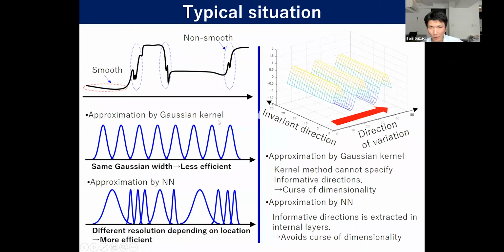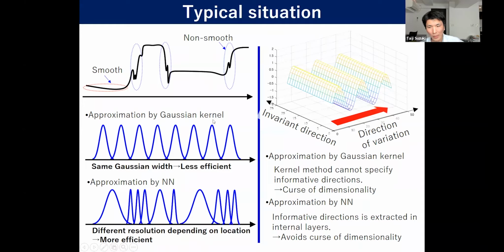Okay, the point here is that the kernel function has the same width. So independent of the location of the input, the basis function, the Gaussian kernel, has the same width. Therefore, it doesn't change the resolution, or it doesn't change the frequency. However, the target function has a different smoothness. So it is expected that it is better to change the width. In other words, it must be better to change the resolution of the basis function.